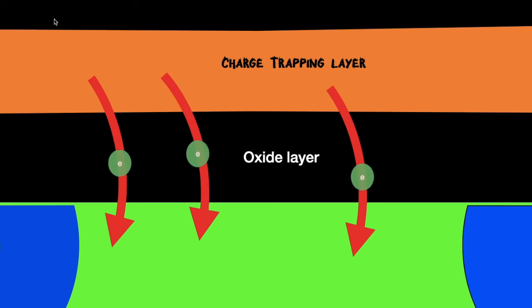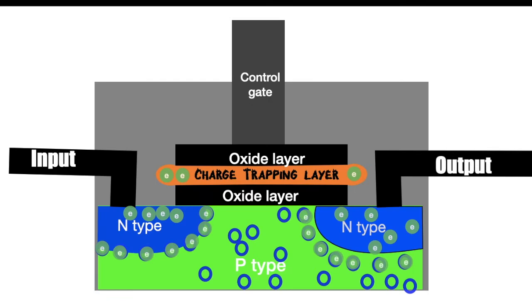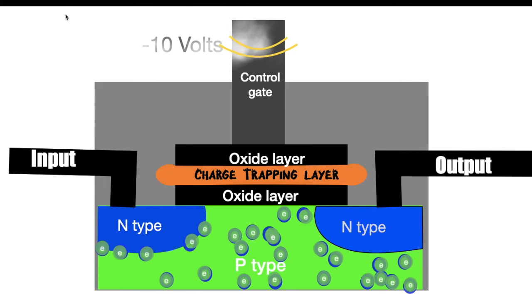Now what if we wanted to change the direction and get a 0 to a 1? To do so, we would apply the opposite voltage on the control gate, thereby kicking out the electrons from the trapping layer and into the P-type, which gives a 1.